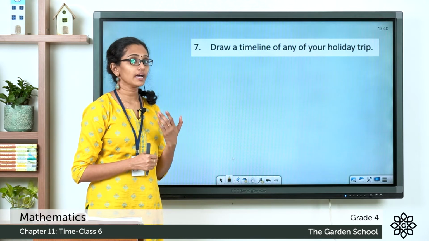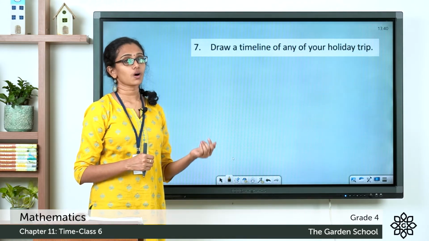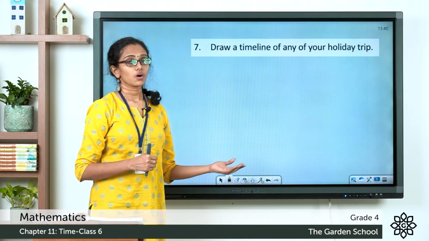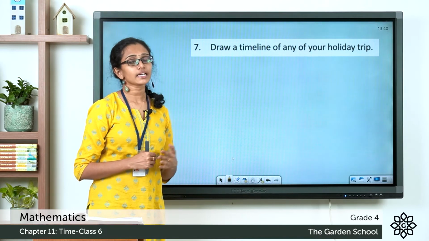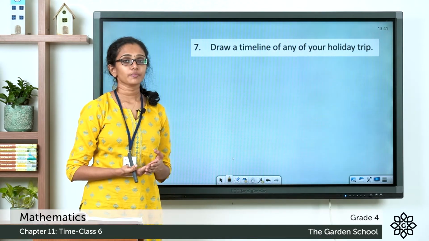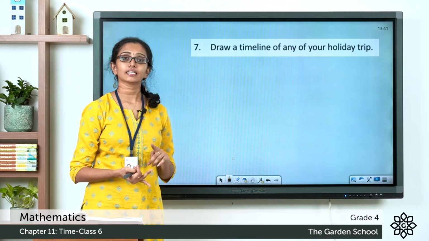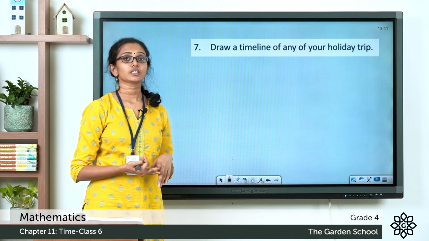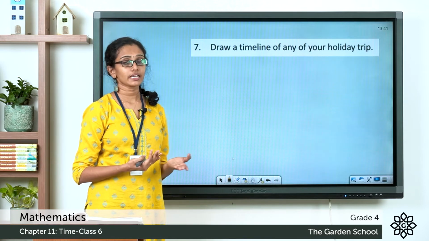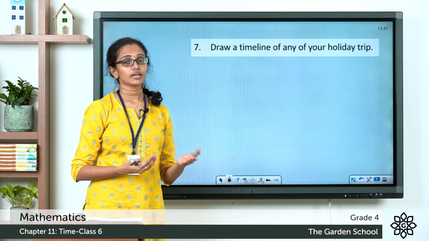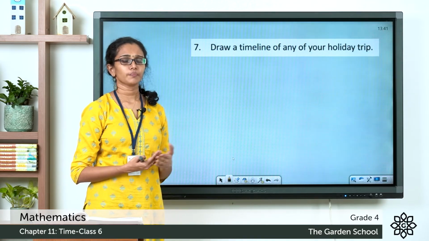So what is a timeline? When you arrange certain events in the order of their occurrence along a line, you call that a timeline. So for a holiday trip, what all events will take place? You'll plan on a date and the destination. And if it is a long journey or if it is a faraway destination, you might take a journey break in between at some place.